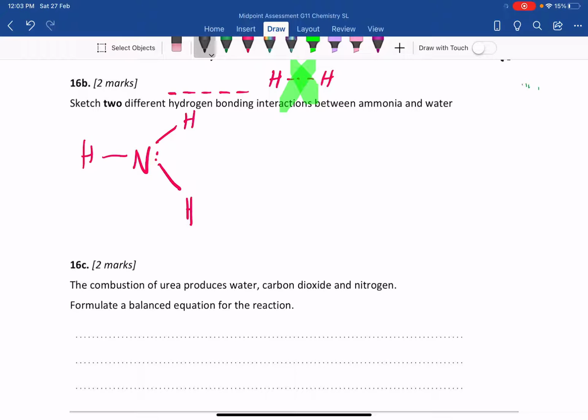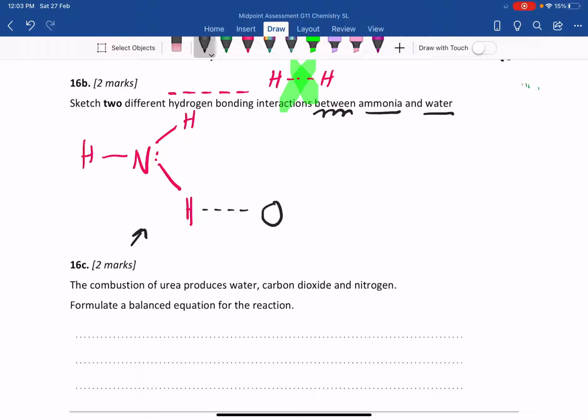So if I'm struggling, what would I do next? I'd actually work a little bit backwards and I'd go, okay, so this must be between a hydrogen and an oxygen. It can't be between a hydrogen and a nitrogen in this example because it says between ammonia and water, and I've already got my ammonia here, so it has to be connected to a water. So it has to be connected to the more electronegative atom in the water, which is the oxygen.